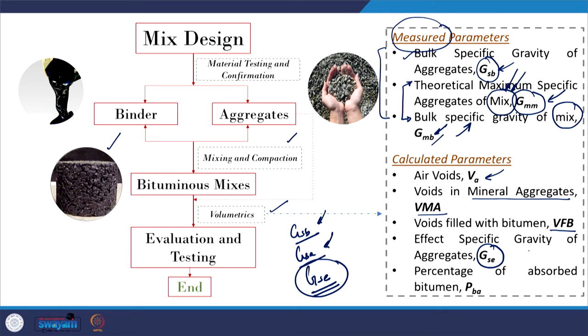So, again, effective specific gravity of aggregates. You see, this is the aggregate property, G suffix SE. This also we will calculate. And finally, we are interested to calculate the percentage of absorbed bitumen, because percentage of absorbed bitumen cannot be measured using any laboratory test procedure.